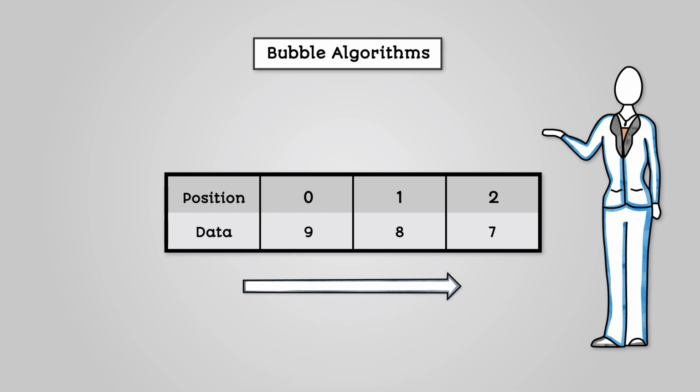When we enter our inner for loop, we start our first pass through our list of data. We first check if data 0 is greater than data 1. It is, as 9 is greater than 8, so these values are swapped. Next, we check if data 1 is greater than data 2. It is, as 9 is greater than 7, so these values are swapped. Now we have looped through our array once, so our inner for loop is complete. However, our data is not sorted yet.